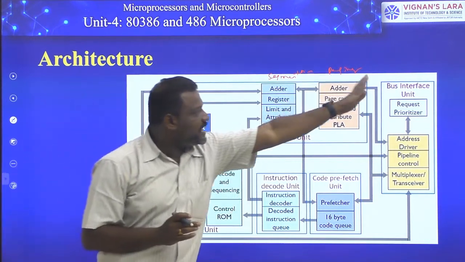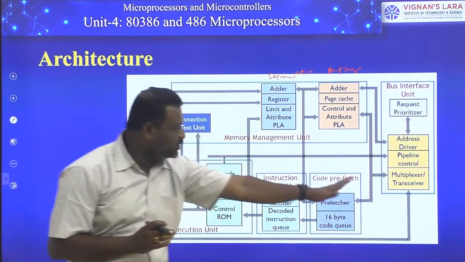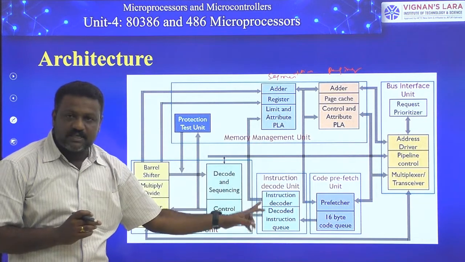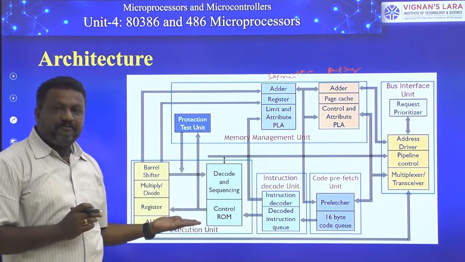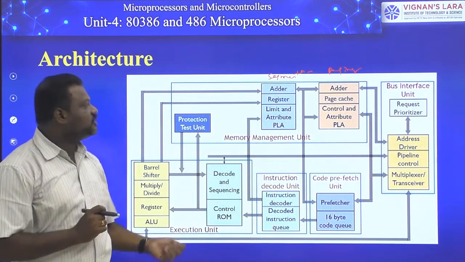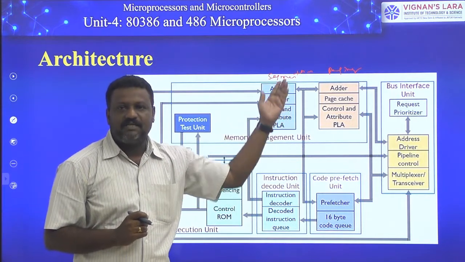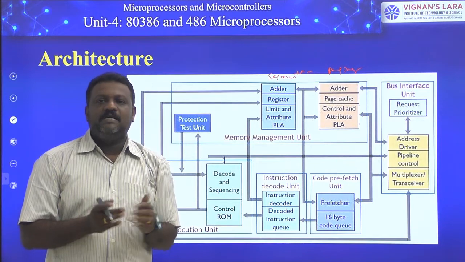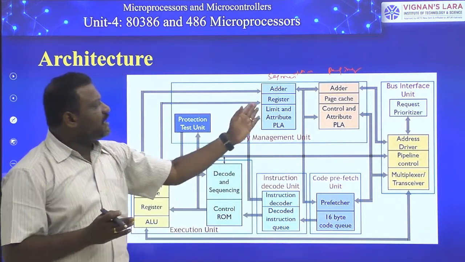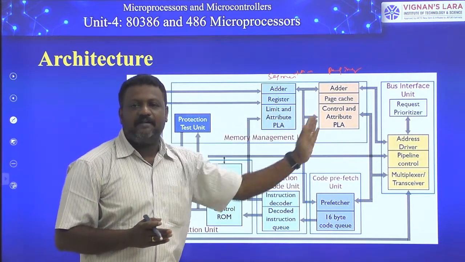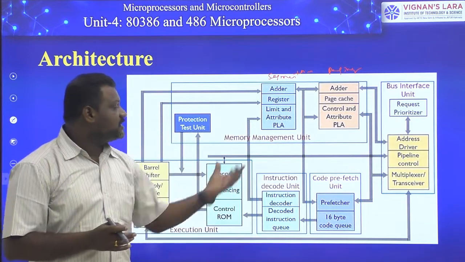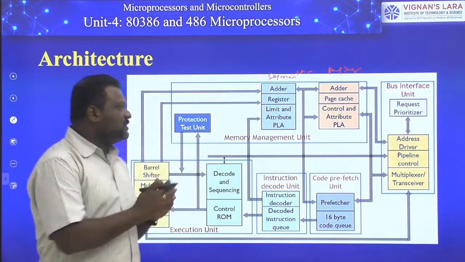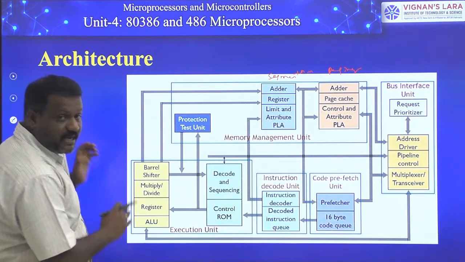I repeat once again: the first one is the bus interfacing unit, the second one is the code prefetch unit, the third one is the instruction decode unit, the fourth one is the instruction execution unit, the fifth one is the segmentation unit, and the sixth one is the paging unit. The interesting thing is, the combination of the segmentation unit and paging unit we consider as the memory management unit, MMU. So this is the architecture of the 80386.